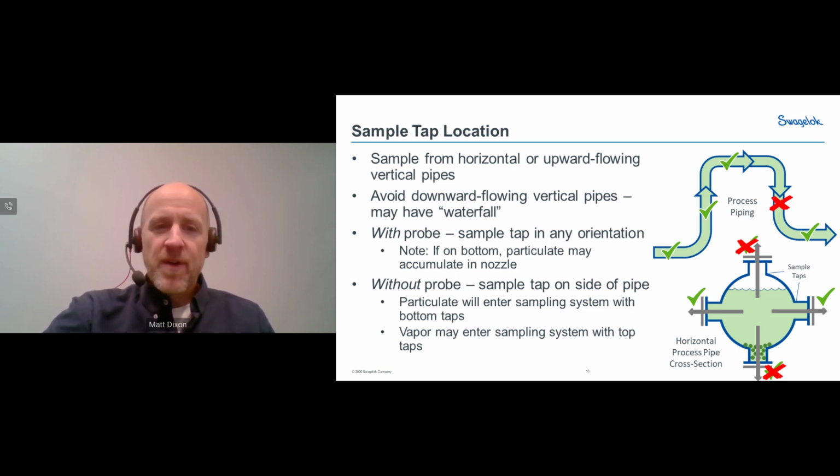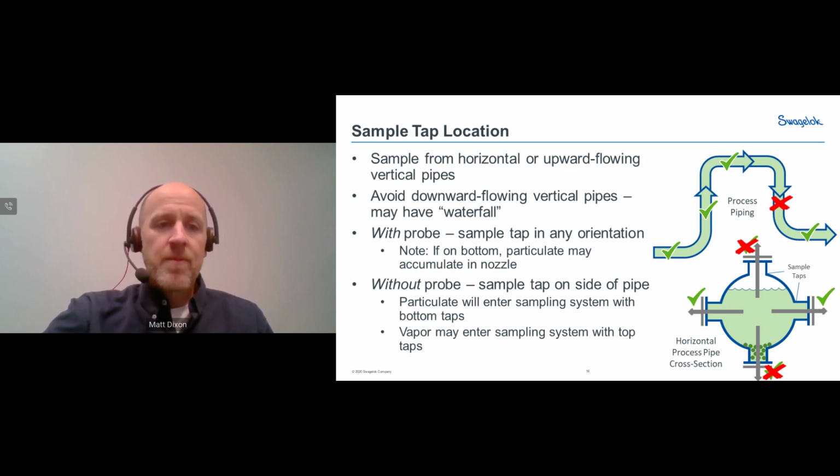Now remember, we still have all that sediment down there at the bottom, so we probably want to avoid taking that sample from the bottom, because again, we're going to get tons of solids and contamination into our sampling system. And remember, we have that vapor up at the top potentially in that horizontal pipe. So we want to avoid taking the sample from the top as well, because you're going to get a mix potentially of vapor and liquid.